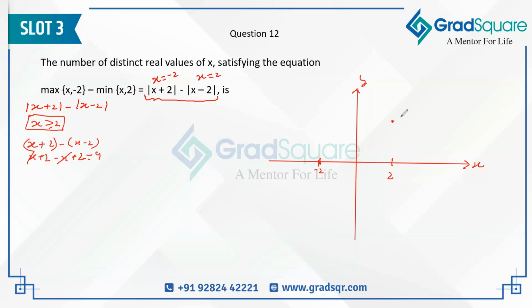Suppose this is 4 that we are talking about, and then it is going to move like this always for any value of x greater than 2. So this is the graph that we are getting in the region x greater than or equal to 2.